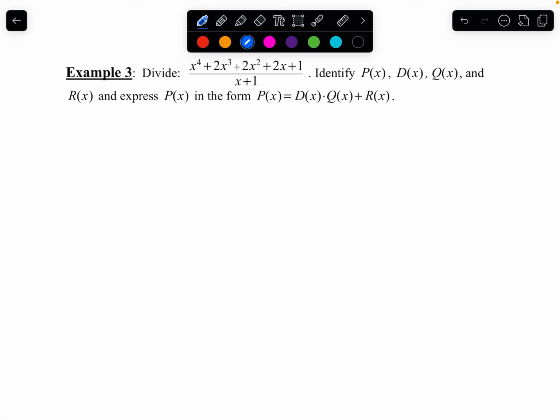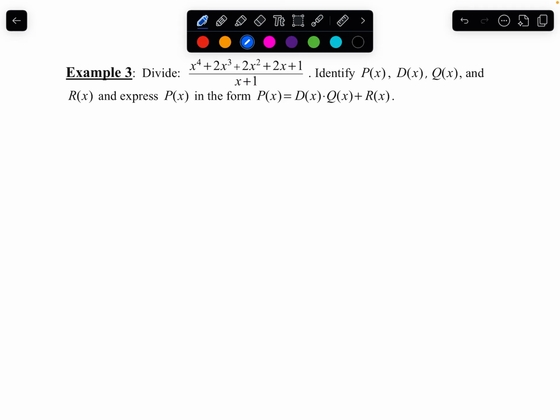All right, for this one, we're looking at long division for a polynomial. We're going to divide x to the fourth plus 2x cubed plus 2x squared plus 2x plus 1 by x plus 1. We're going to identify each part of it, the polynomial, the divisor, the quotient, and the remainder, and express it in the form of divisor times quotient plus remainder is equal to p of x.